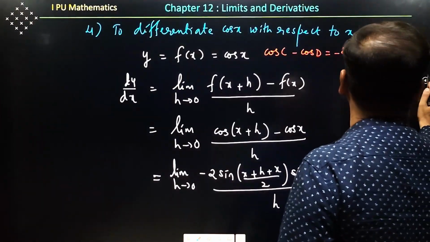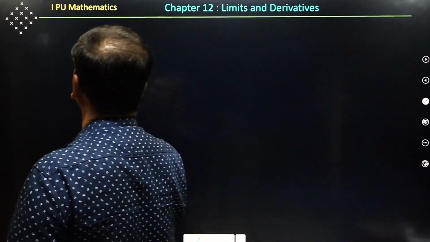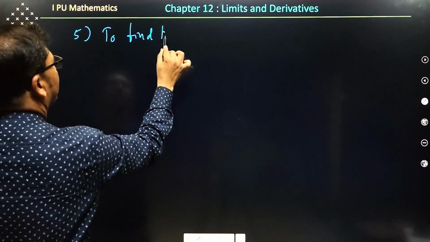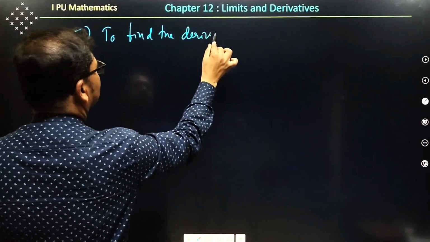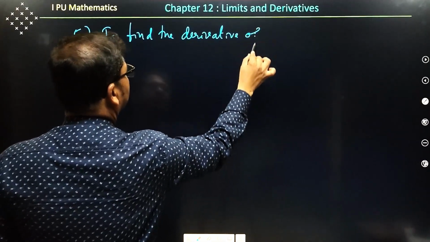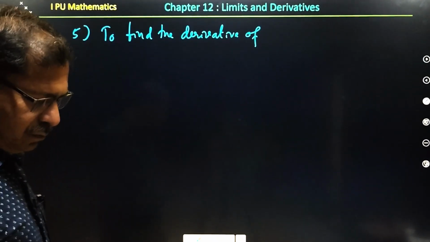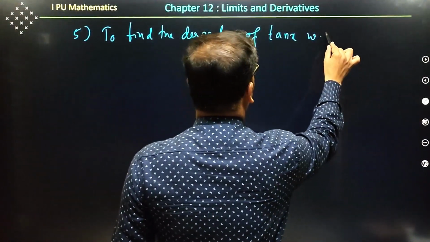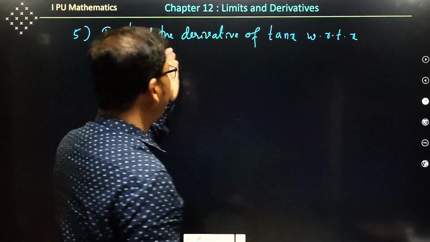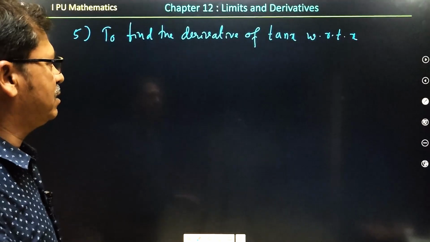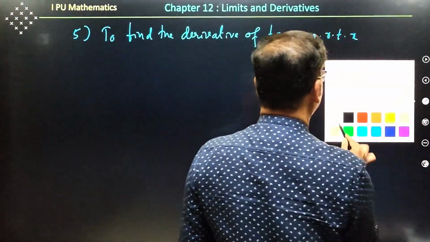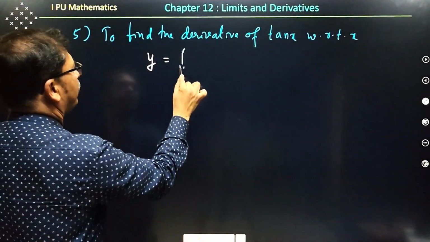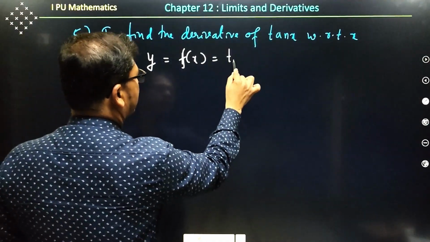Question number fifth one. To find the derivative of tan x, or to differentiate tan x with respect to x, from first principles. Let me take into consideration y, which is equal to f of x, and you take it as tan x.